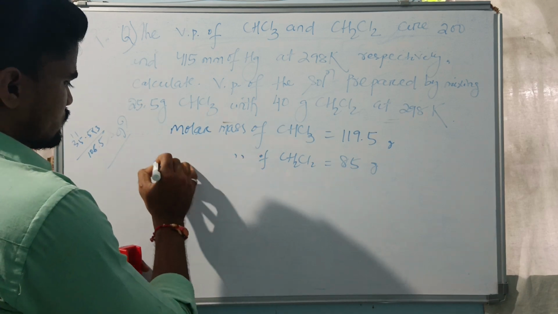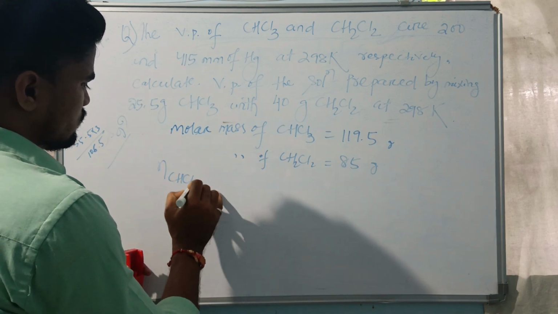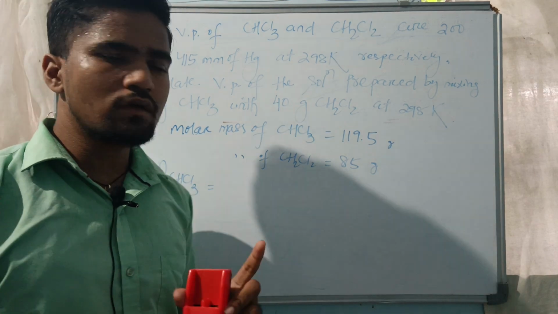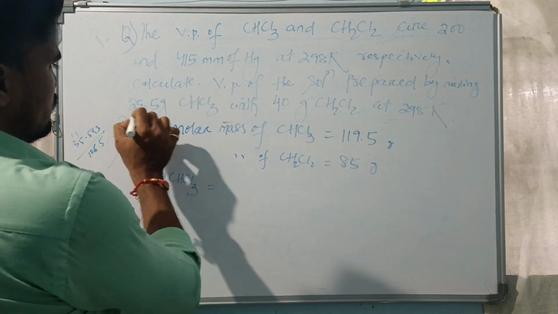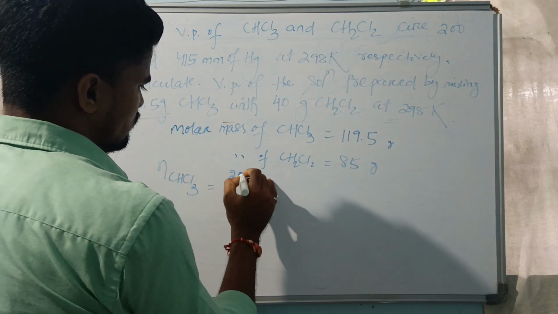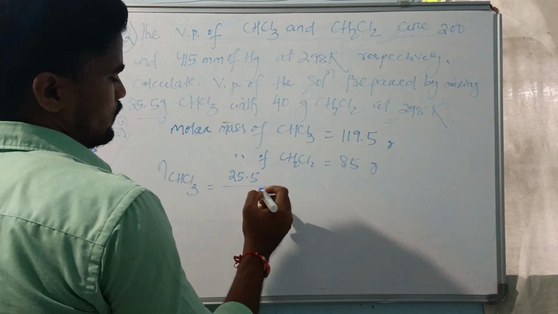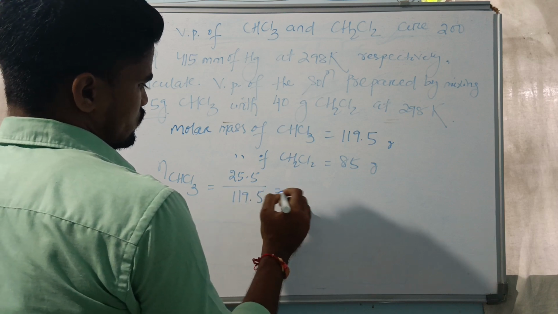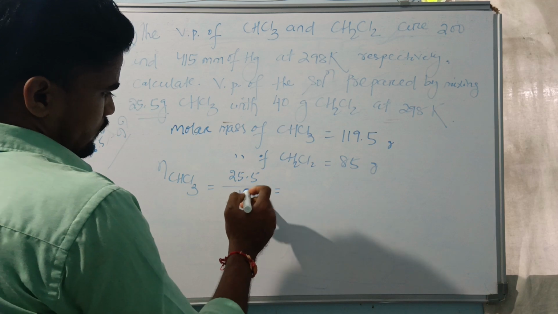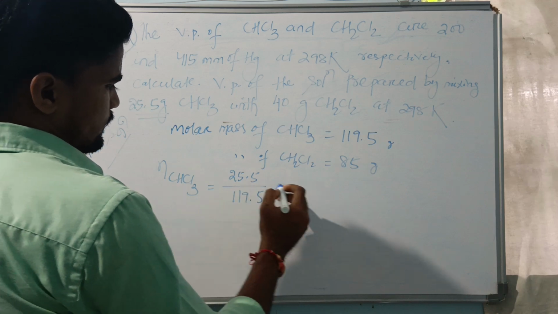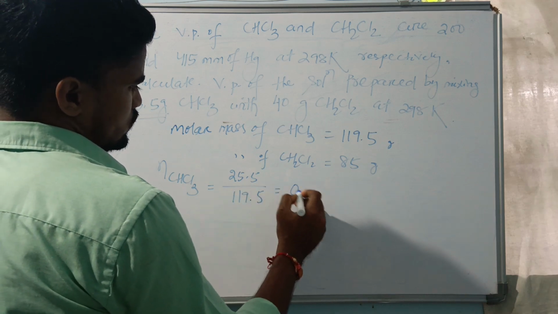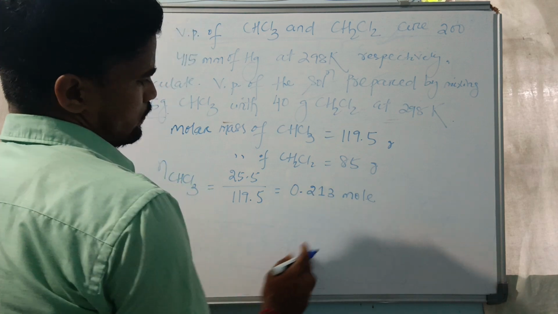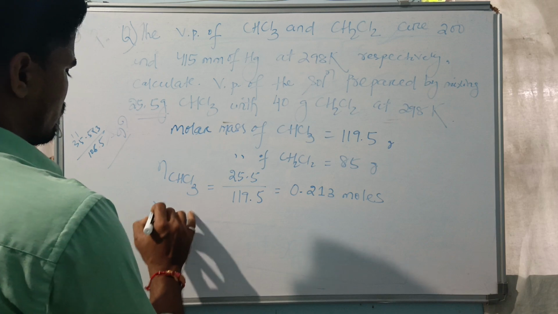Right, now number of moles. What is the formula? Given mass upon molar mass. Given mass of chloroform is 25.5 divided by molar mass, which is 119.5. So it is coming out 0.213 moles. 0.213 moles.